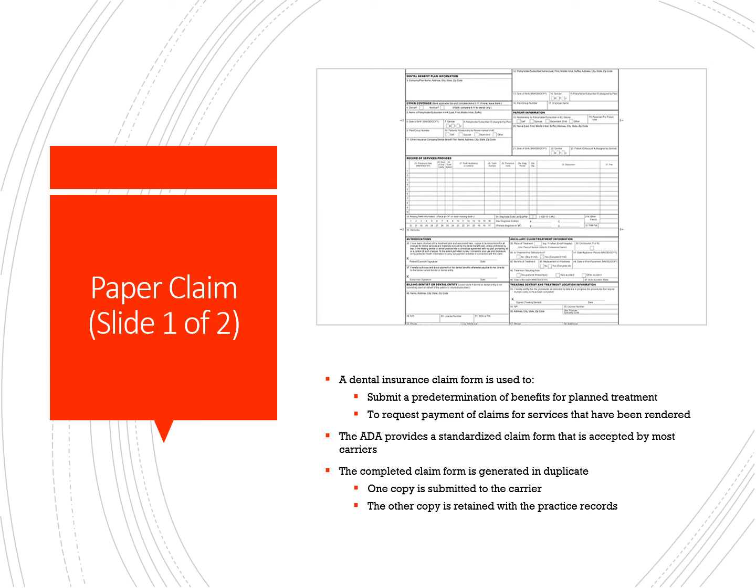What is a predetermination of benefits? It's used to request information about benefits for a planned treatment that has not yet been performed, wanting to find out how much the insurance company is going to pay for that. With the completed form, you need to have 2 copies, 1 copy to submit to the carrier and the other to keep in your office records.